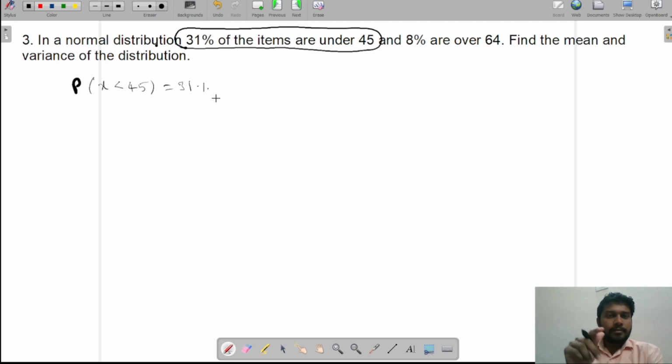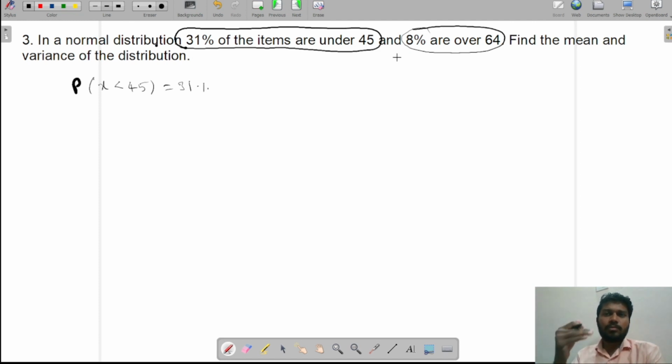Let's read it again. 31% of the items are under 45. Under 45, so we can denote it like this: P of x less than 45 is equal to 31 percent. Okay. And one more thing is given: 8% are over 64.